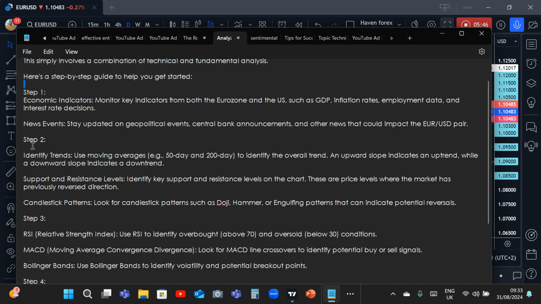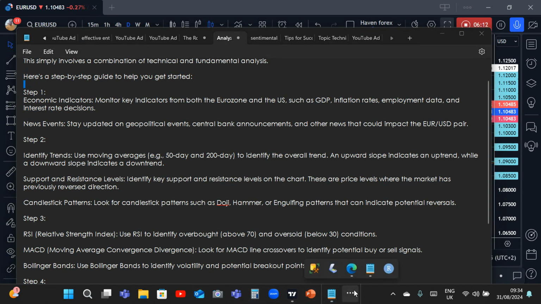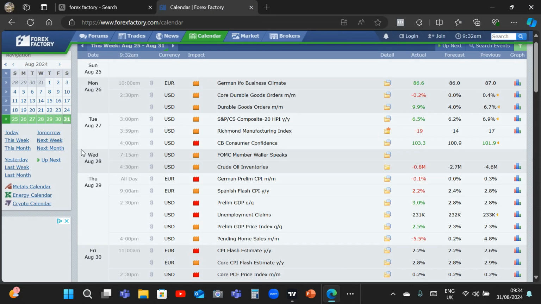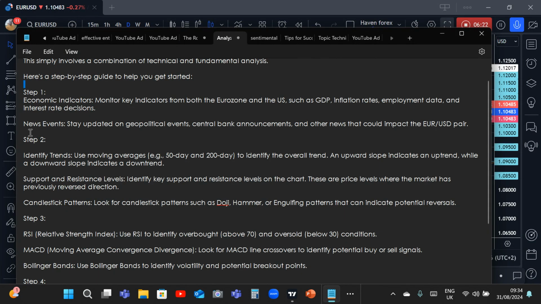All right. Now, another point is the news events. Stay updated on geopolitical events like central bank announcements and other news that could impact the currency pairs. So, where do you get all those things? The Forex Factory calendar, like I showed to us just now. From Forex Factory, you see all these things. It's very, very key and important.